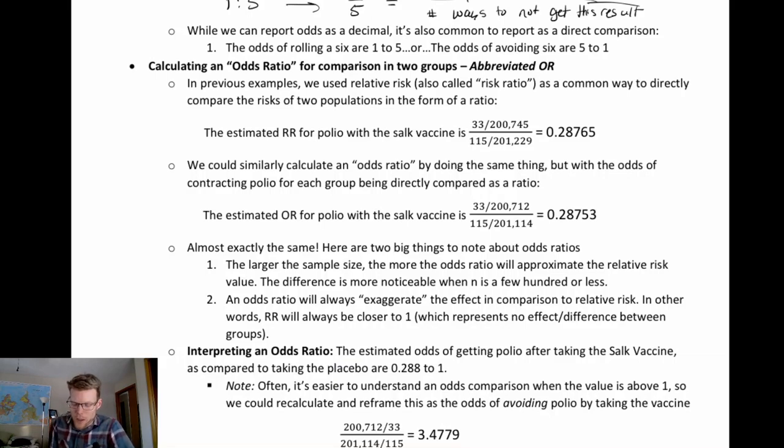So the odds of having this outcome of concern for this group divided by the odds of having that outcome of concern for that group, and calling it an odds ratio. And you'll notice the difference here is what we're dividing by. We're not dividing by the total, we're dividing by the number without polio from this group, the number without polio from this group. And that's why you see that small discrepancy in these numbers, is we're just taking the 33 out of here and we're taking the 115 out of here to get those numbers.